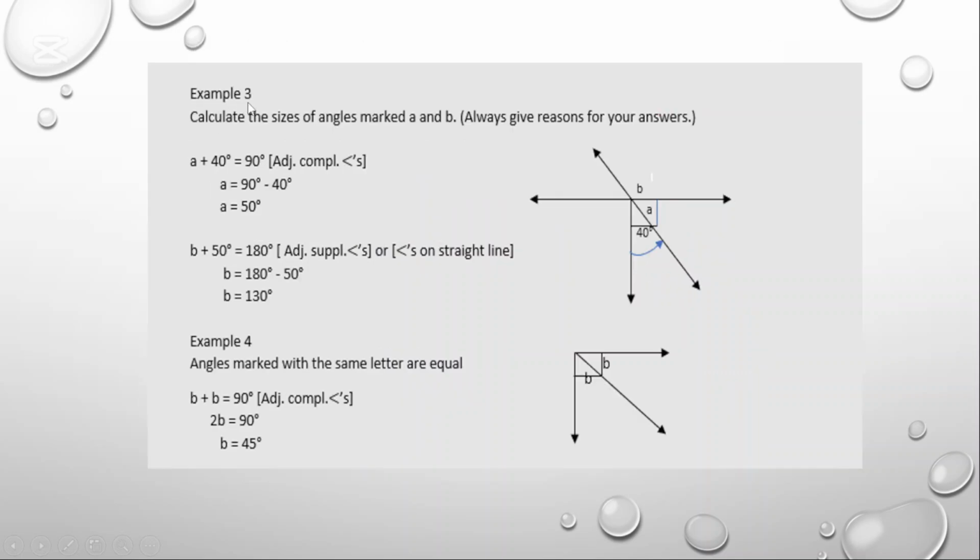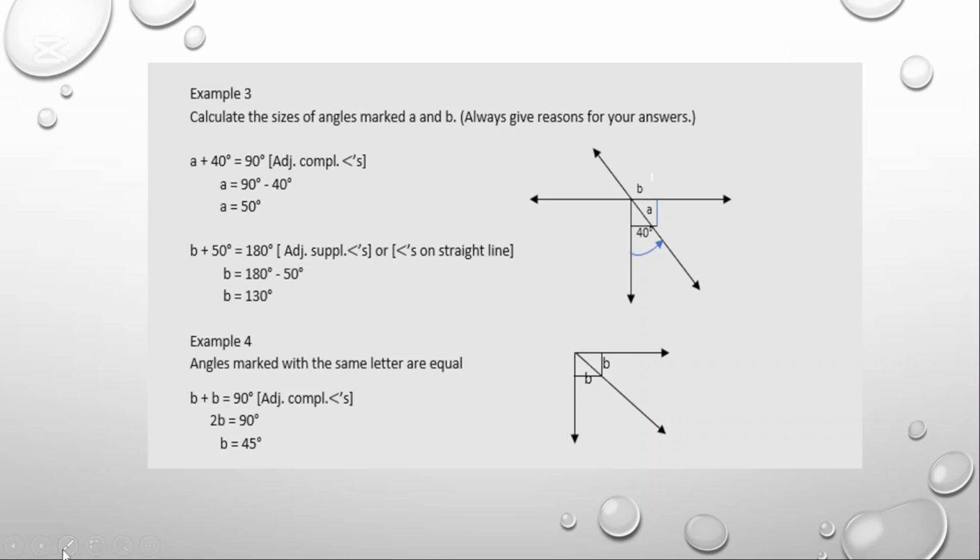Example number 3. Now it gets more complicated. But we can see the clue here is this little box. So this little box tells us that 40 and A, they are adjacent, next to each other, and they are equal to 90 degrees. Okay, so A plus 40 is equal to 90. Why? Because they are adjacent complementary angles. We subtract the 40 from 90 and A is equal to 50.